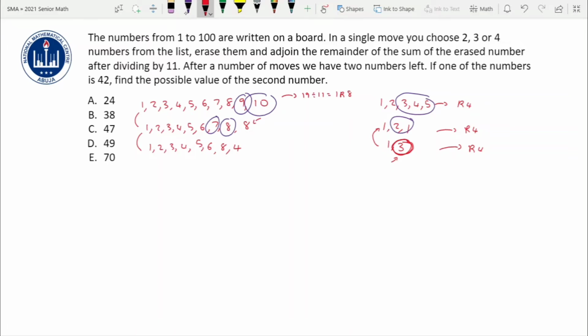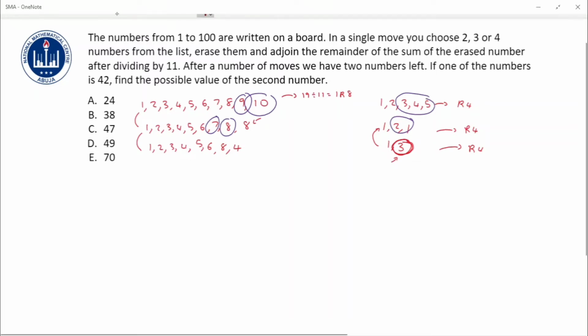To use this idea, we have to ask ourselves one question first. What is the remainder when you divide the sum of the initial numbers we have on the board by 11? Because in the scenario described in this question, we're not working with 1, 2, 3, 4, 5. We work with numbers from 1, 2, 3, all the way to 100. So what's going to be the remainder when you add those numbers from 1 to 100 and divide by 11?